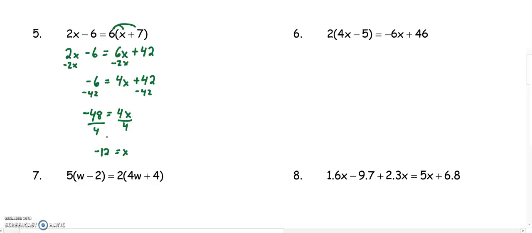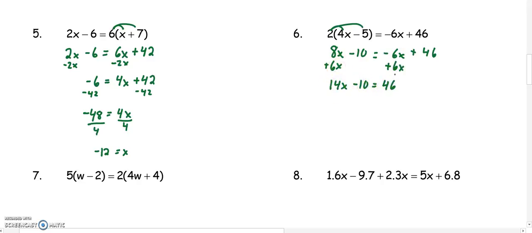Number 6, I have parentheses again, so I'm going to distribute the 2. 8x minus 10 equals negative 6x plus 46. So my next step is to add 6x to both sides because negative 6x was the smaller variable. 14x minus 10 equals 46. Our next step is to add 10 to both sides. So we get 14x equals 56. And then we're going to divide both sides by 14. And x equals 4.